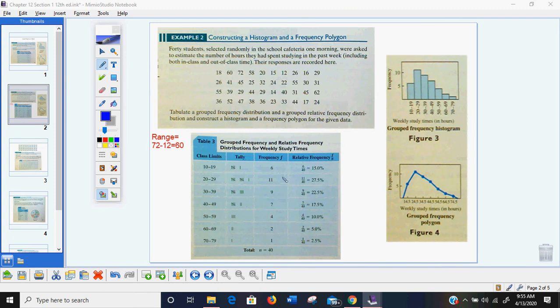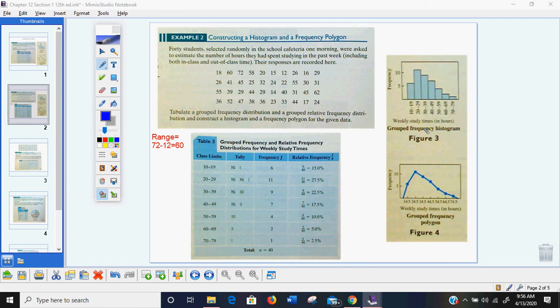Now, just like the last example, we do relative frequency. You take this number and put it over the total. 6 over 40, 15%, 11 over 40, 27.5%. Notice that it wasn't exact percentages. They did go out in one decimal place to make this work out a little better. 9 over 40, 22.5%. So they got 0.225. They moved the decimal twice. And that gives you the relative frequency.